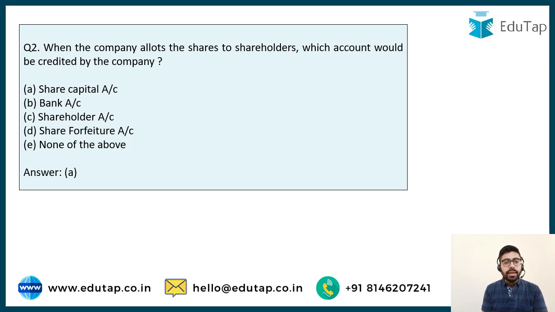So now we can easily answer this particular question: when the company allots the shares to the shareholders, which account would be credited by the company? The company is going to credit the share capital account. So the answer is going to be option number A.